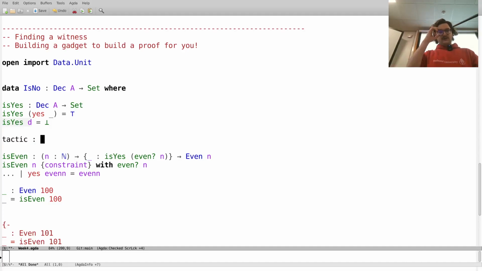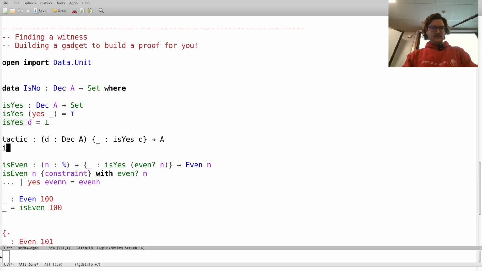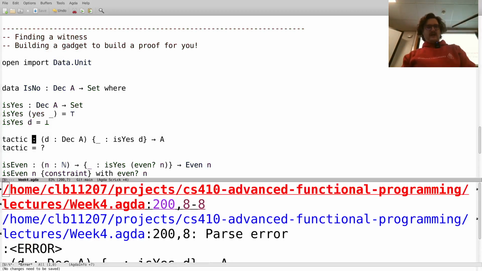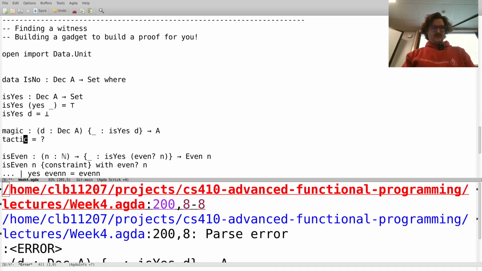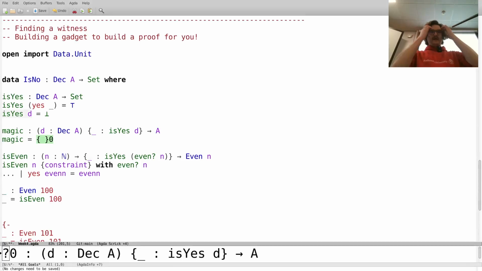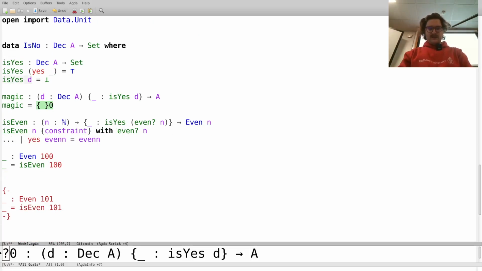Okay, I guess we can prove something even better. So how does it go? It goes something like this. If I have a decision procedure for A, instead of having to re-implement this pattern for every single predicate that I want to decide, I can implement it once and for all. I can say, okay, I want a magic proof of A. So it's exactly this stuff.